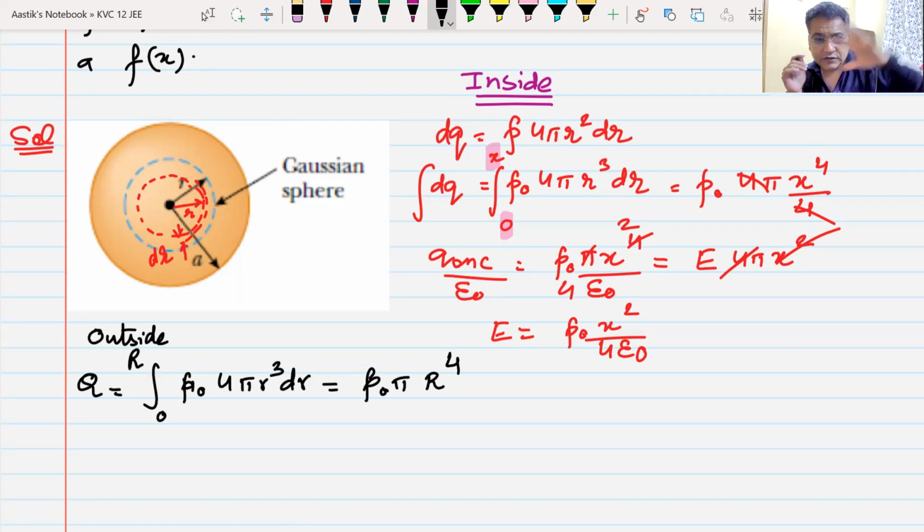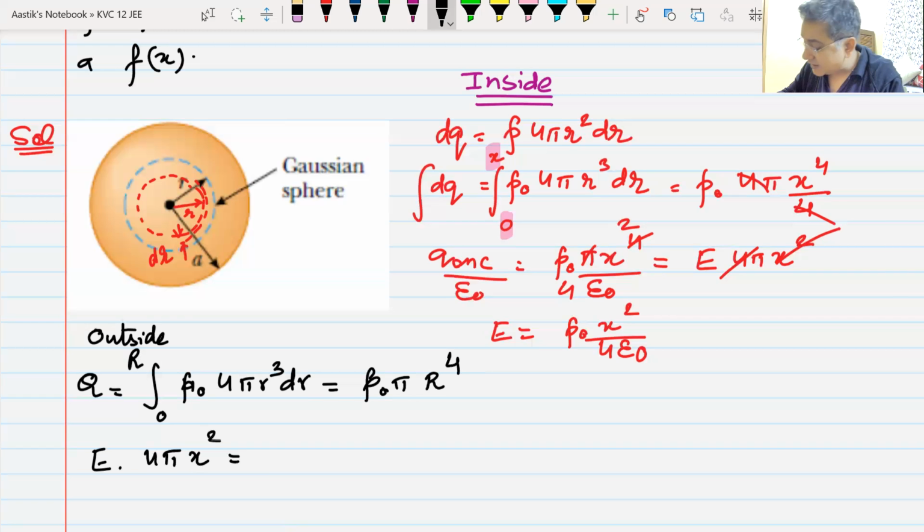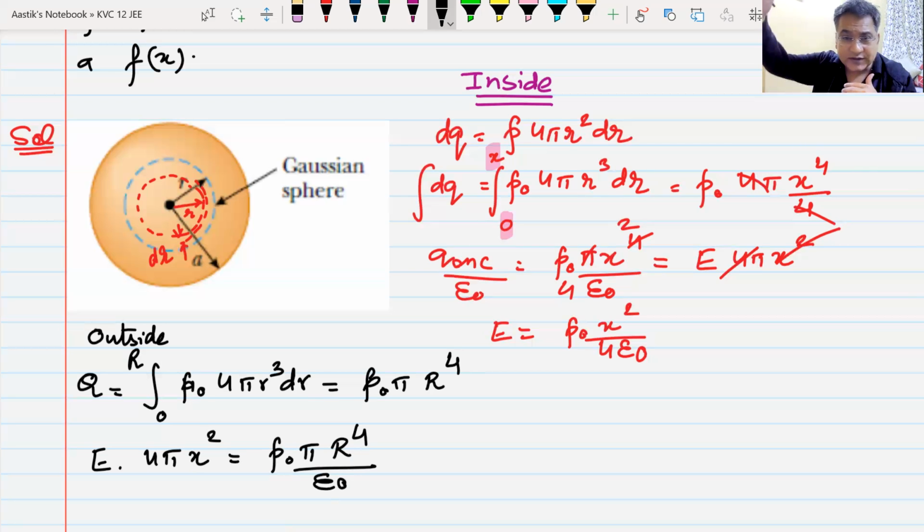But on the left hand side, your E multiplied by the surface area still comes for the entire sphere of radius x. So on the left hand side, I will have E multiplied by 4 pi x square. But on the right side, I have rho naught pi R raised to the power 4 divided by epsilon naught. That is the difference between inside and outside. For inside, I integrate it from 0 to x. For outside, I cannot integrate it from 0 to x because charge is not coming from 0 to x. Charge is only coming from 0 to capital R. Do we understand this? Yes, sir.